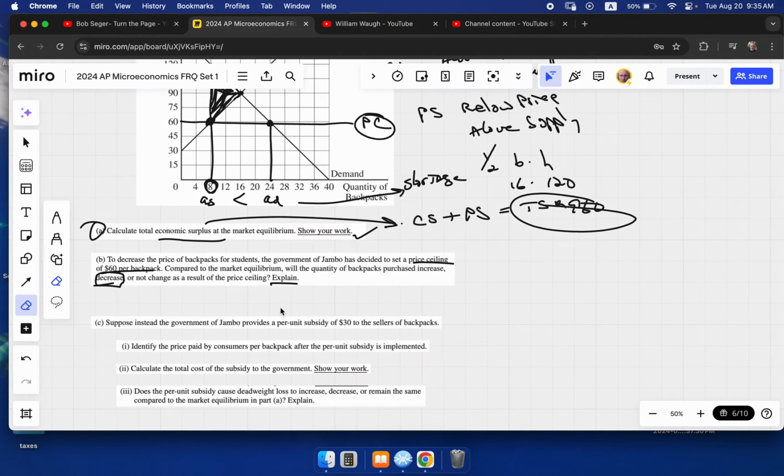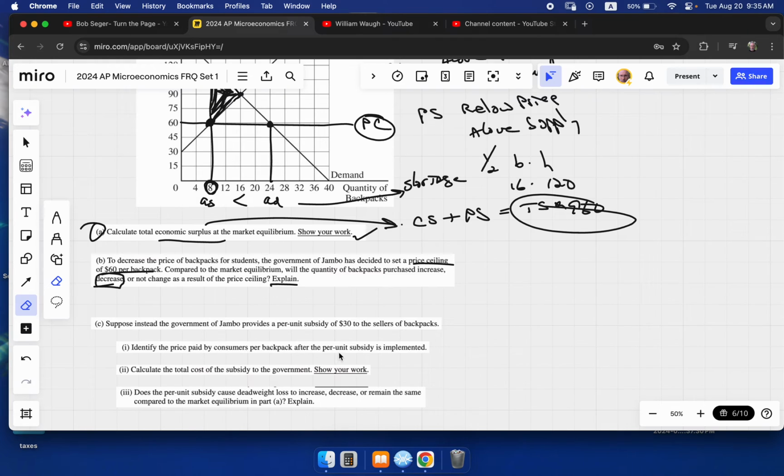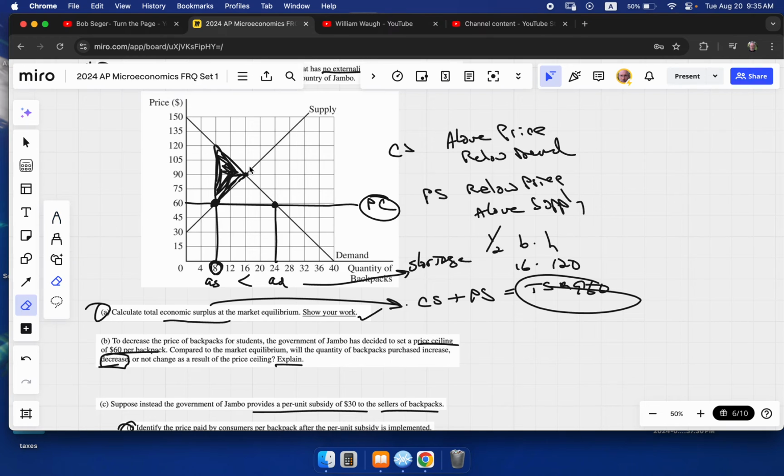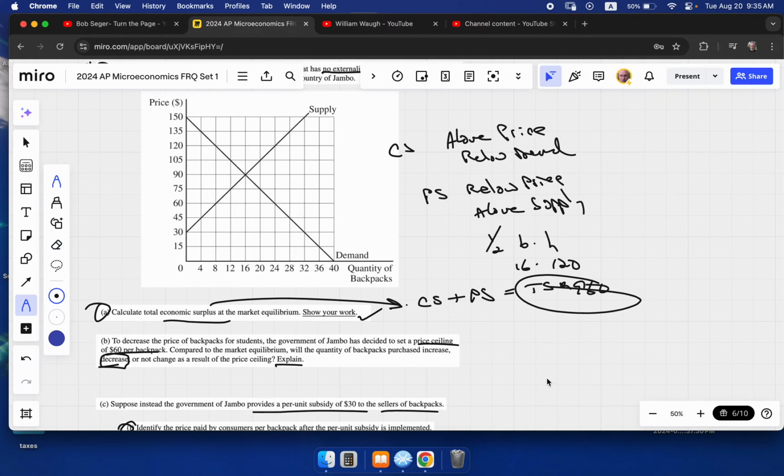Let's keep going here. Number C, suppose instead the government of Jumbo provides a per unit subsidy of $30 to the seller of backpacks. So a subsidy is provided here of $30 to anybody who sells a backpack. Identify the price, calculate the total cost. What happens to deadweight loss? So let's come up here. First of all, this is the only subsidy question we have ever had, I think, anywhere ever. I don't even think there's been a multiple choice question ever about subsidies. I do not have one, and I have all the FRQs and probably most of the multiple choice questions that I can put my hands on.